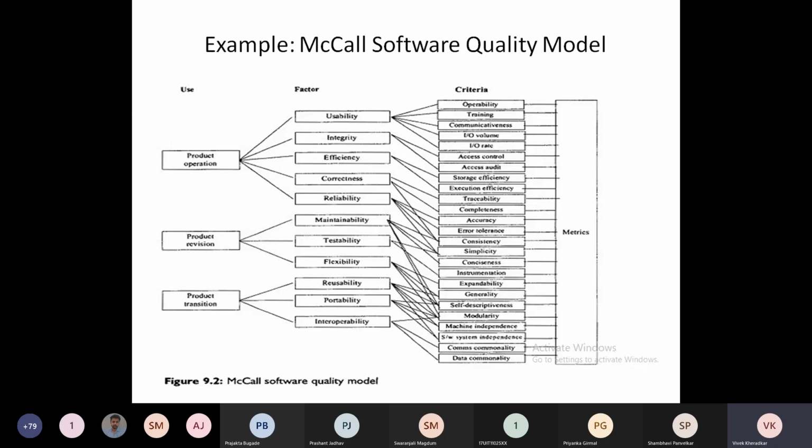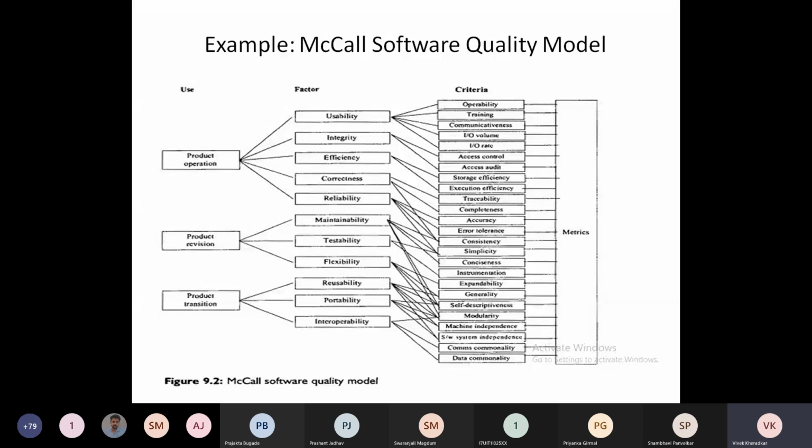What is hierarchy? At the outside, we have the user level, then the key factor level, then the criteria level, and the matrices. So here the macro model is organized by three types. The first is the factor, criteria, and matrices. These are the three levels.